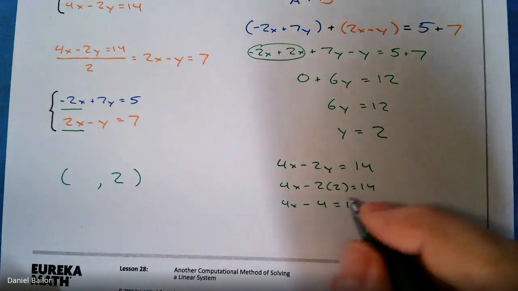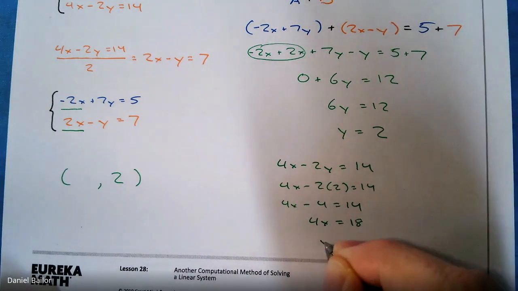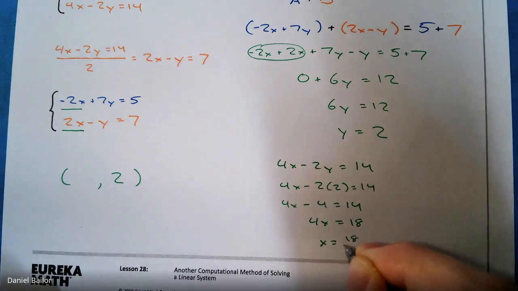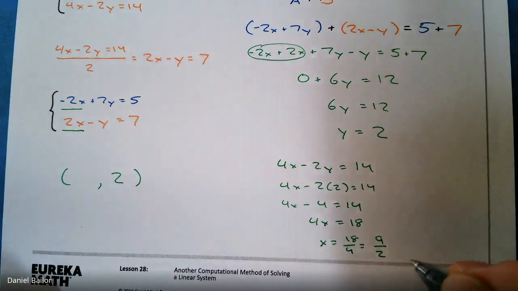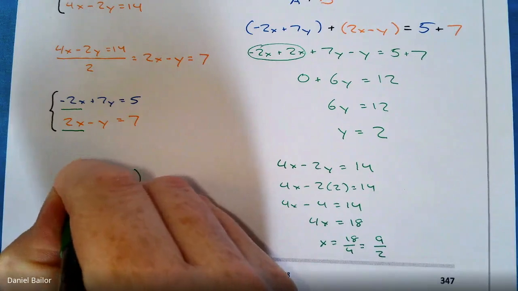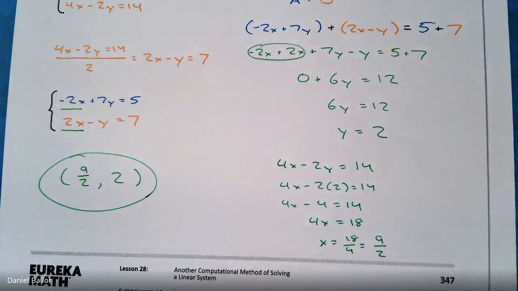That's 4x minus 4 equals 14. Add 4 to both sides with the addition property. That gives me 4x equals 18. So x equals 18 over 4, or simplified, 9 over 2. And that's the answer. 9 over 2, comma 2 is the solution.